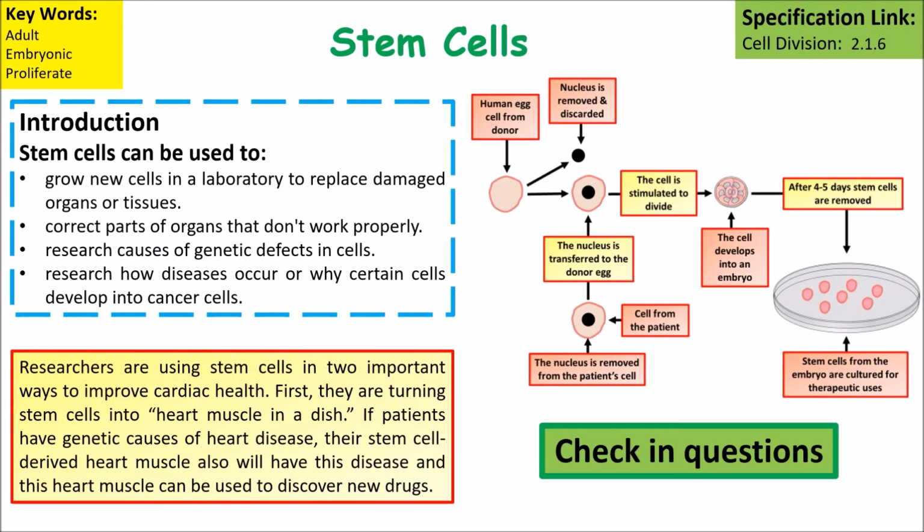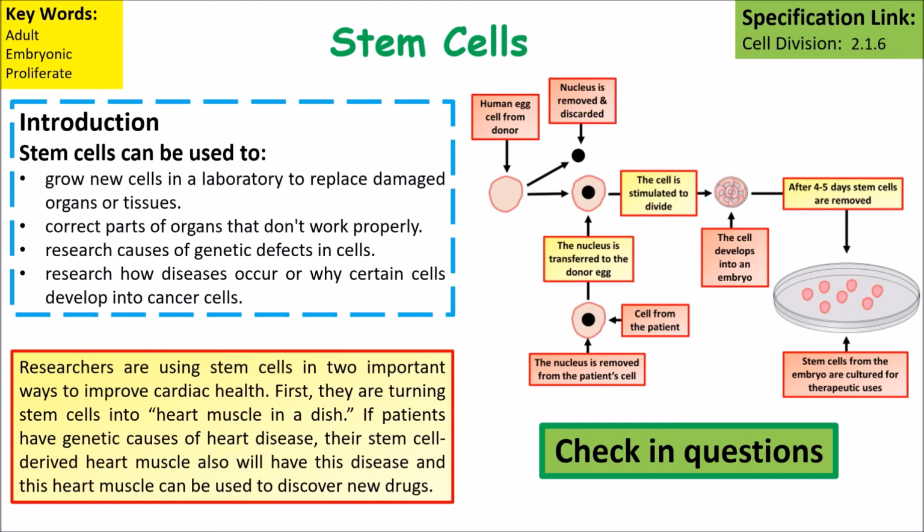So there are a variety of uses of stem cells. So we can use them to grow new cells in a laboratory to replace damaged tissue or organs, correct parts of organs that don't work properly, research causes of genetic defects in cells, and research how diseases occur or why certain cells develop into cancers. So researchers have used stem cells in various important ways in healthcare.